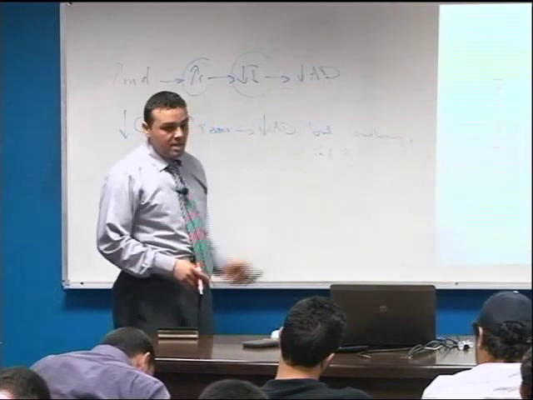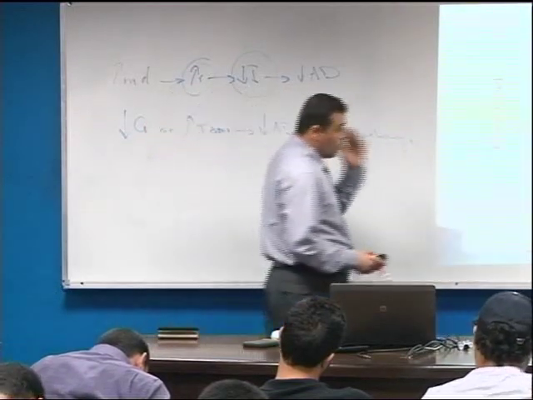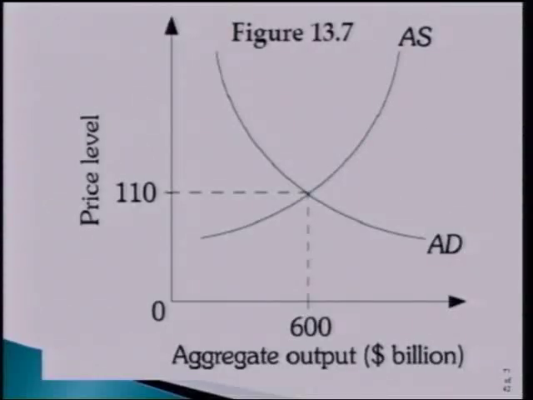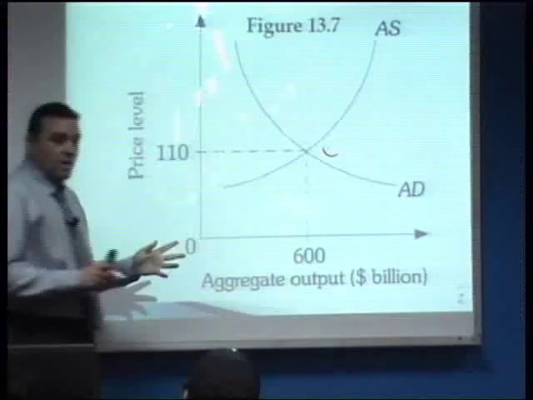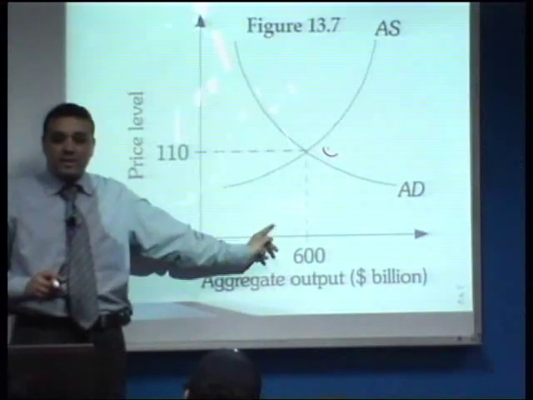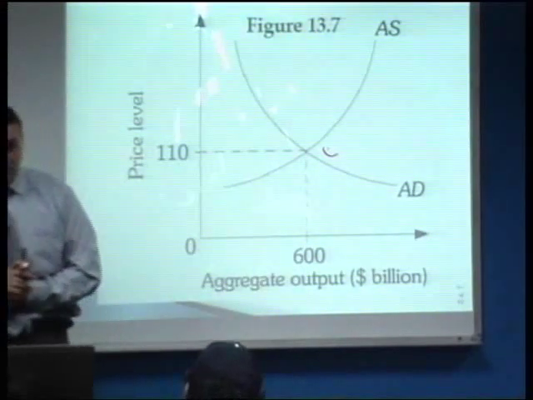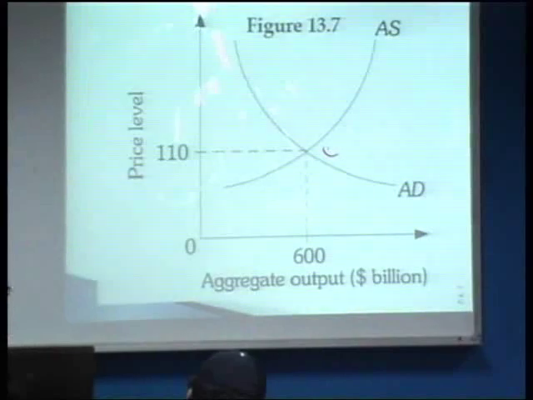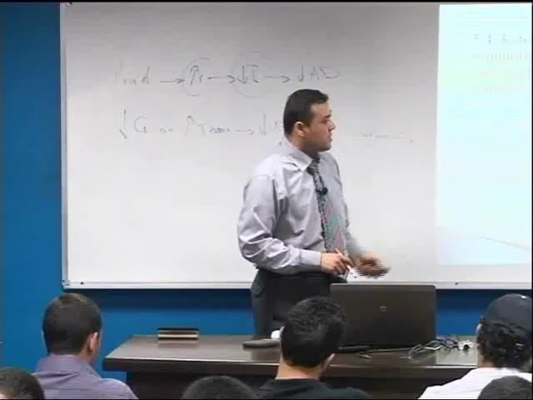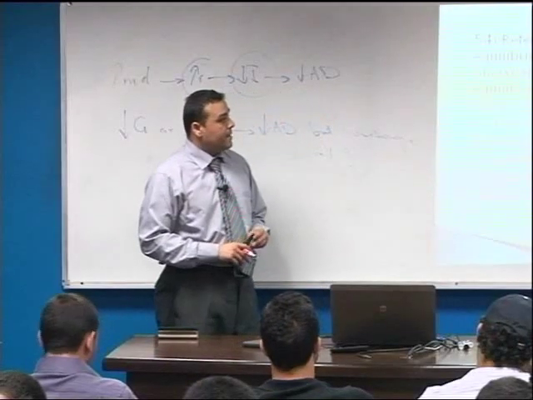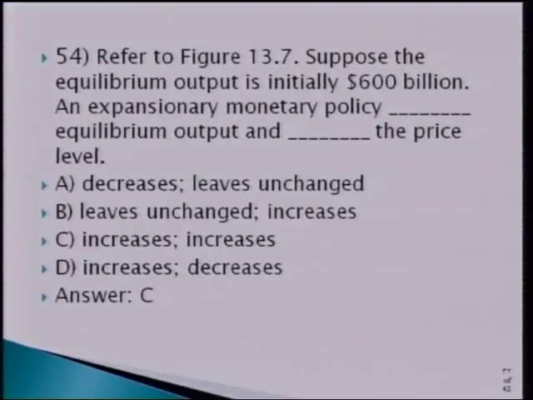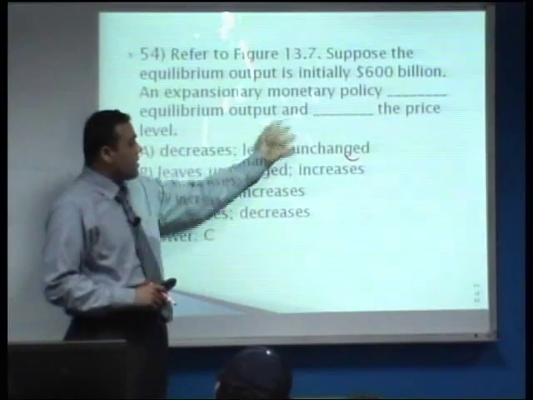Let's go to this diagram. As you see, where is the equilibrium point? The equilibrium point is E, and the equilibrium aggregate output is $600 million, right? Or billion. Now suppose the equilibrium output is initially $600 billion. The expansionary monetary policy increases or decreases equilibrium output and the prices.